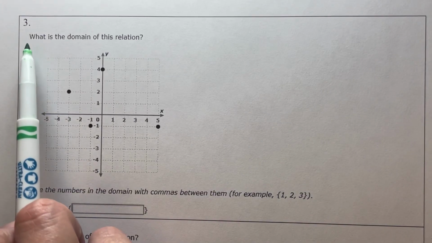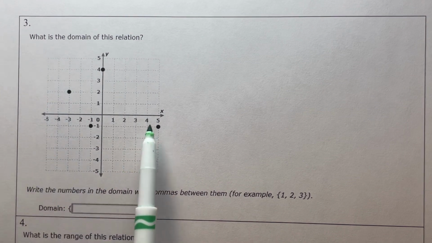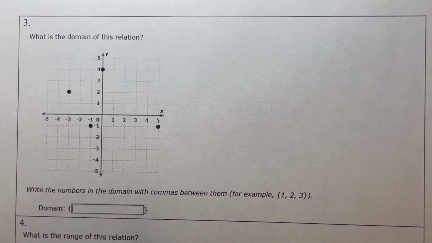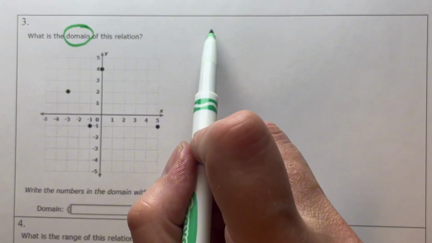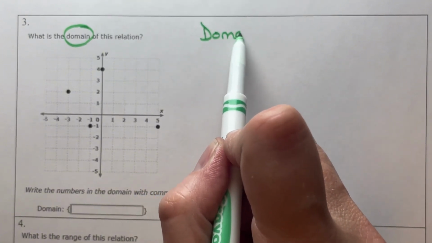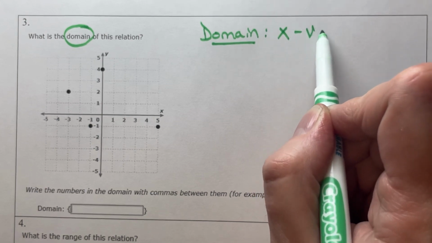In example 3, we are asked to determine the domain of the given relation of these coordinate points listed shown on the coordinate plane. Since we are specifically asked to discuss the domain, we first remember what a domain is, and we know that the domain is the list of x values.